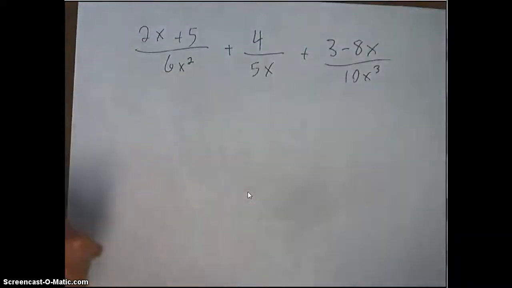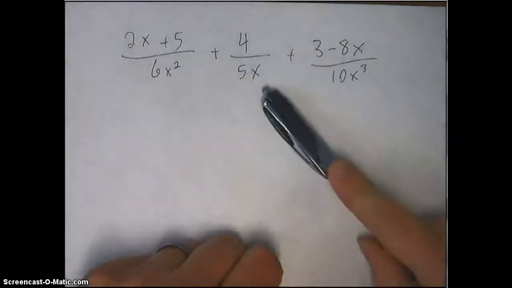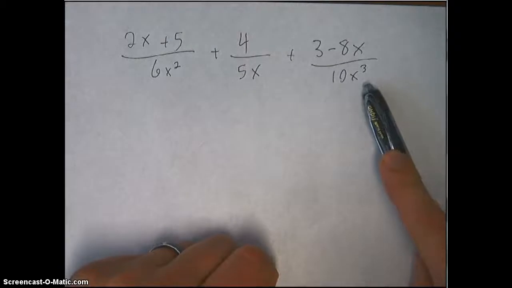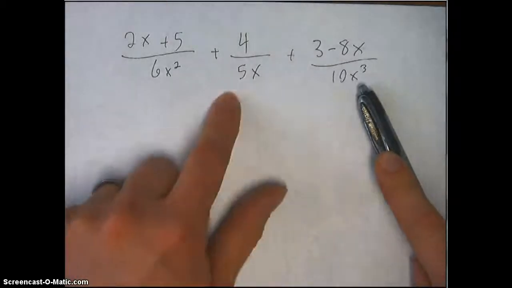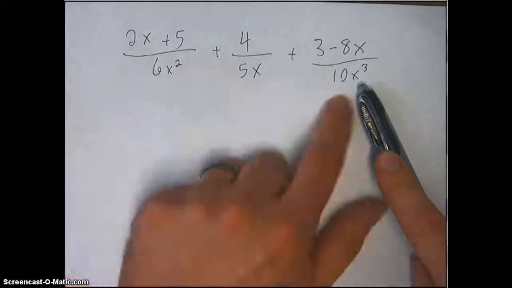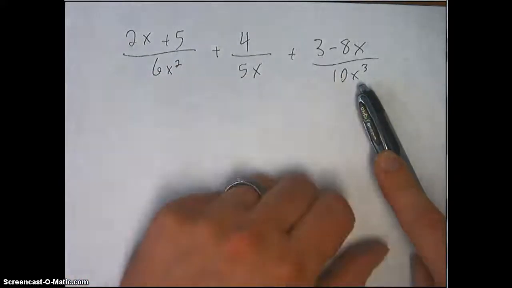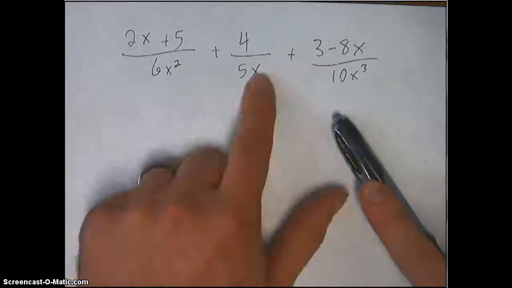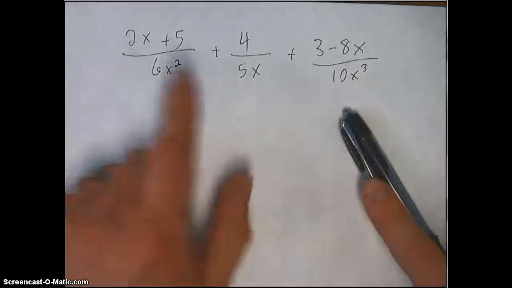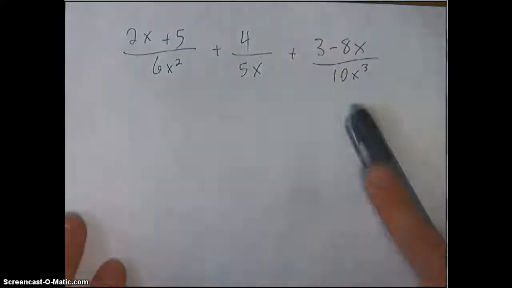So the hardest part about this problem is picking a common denominator. And I'm looking at the 6x squared, that 5x, and that 10x cubed. And it looks like, as far as the numbers go, the lowest common number that we're going to be able to get out of that is 30. 6 times 5 is 30, and 3 times 10 is 30. And between x squared, x, and x cubed, we need to make them all x cubed. So I need to transform all of these into 30x cubed.